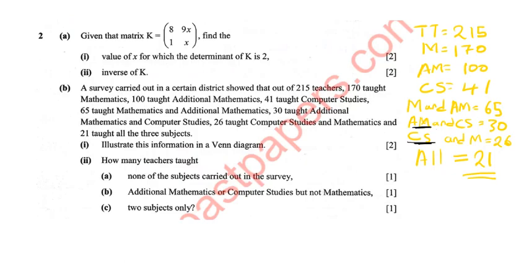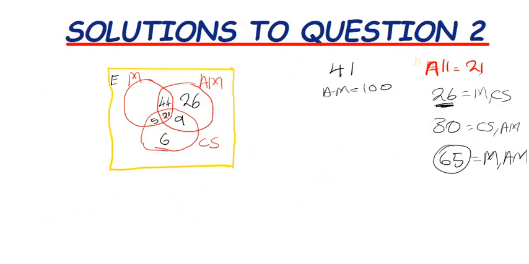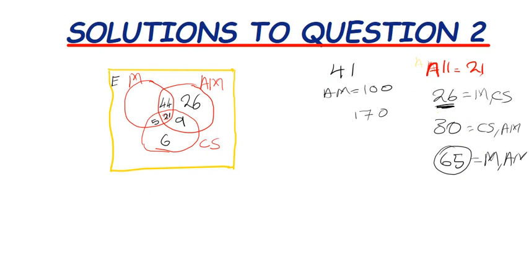Now we go to mathematics. There were 170. Even in this case it is similar. We already have 44, 21, and 5 teachers there. They all also did mathematics, and they have said they were 170. So you say 44 plus 21 plus 5 there. It's going to give you 70, and then you subtract it from what?